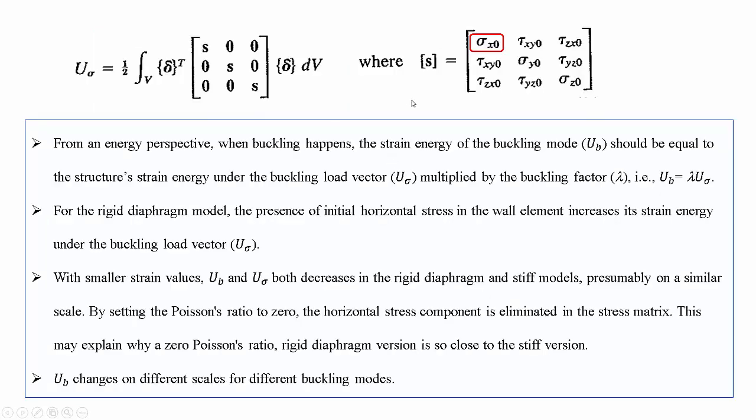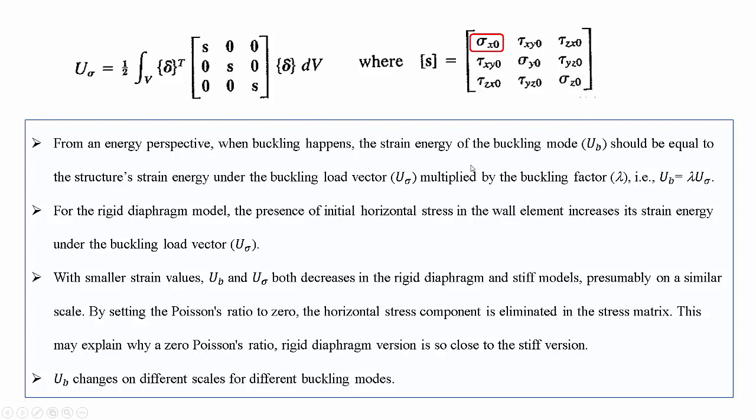Now, buckling analysis can be seen from an energy perspective. When buckling happens, the strain energy of the buckling mode, UB, should be equal to the structural strain energy under the buckling load vector, U sigma, multiplied by the buckling factor, lambda, i.e. UB should be equal to lambda times U sigma. And this is the equation for U sigma.